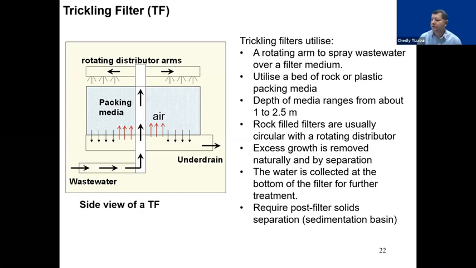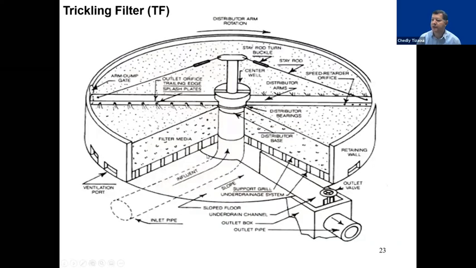Trickling filter, maybe mention one number here. The depth of the media we use is generally between 1 and 2.5 meters. You don't want too deep a packing media because it will cause all sorts of issues. If it's too deep, it may be difficult to get the air to pass through, etc. But that's the design of a trickling filter.